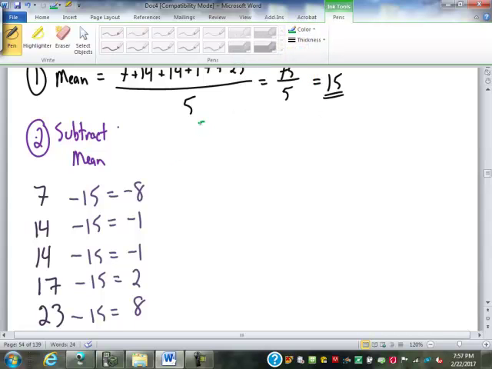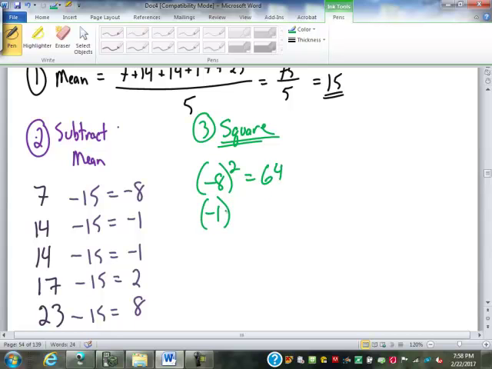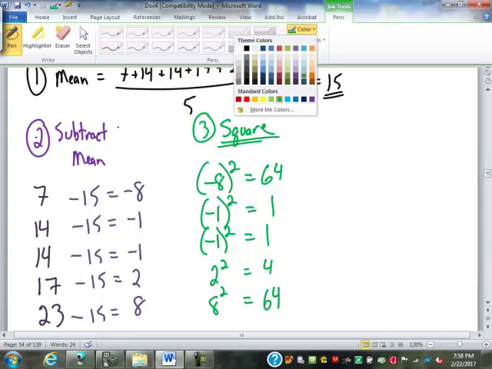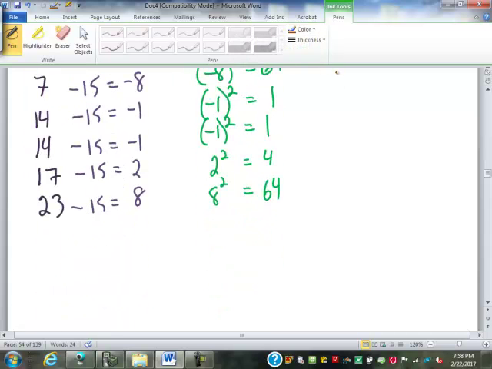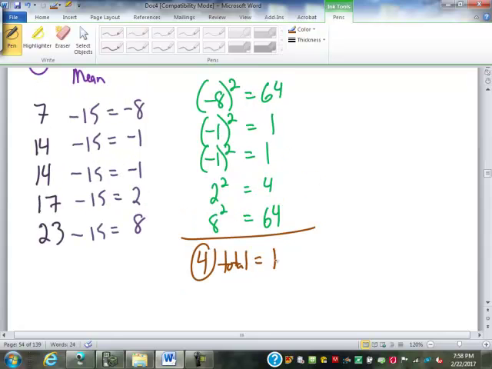What is step 3? Square them. Yep. So negative 8 squared is 64. Negative 1 squared is 1. Negative 1 squared is still 1. 2 squared is 4. 8 squared is 64. Now step 4 is add them up. Total. So we get 134 if we add those up.